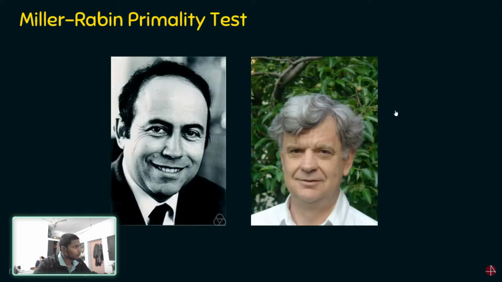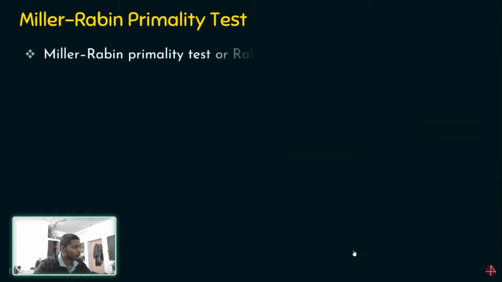We have two important personalities. He is the Israeli scientist Michael Oser Rabin, and he is Professor Gary Lee Miller. The Miller-Rabin primality test is the outcome of the hard work of these two eminent people. Let's dive into the topic of the day, the Miller-Rabin primality test.